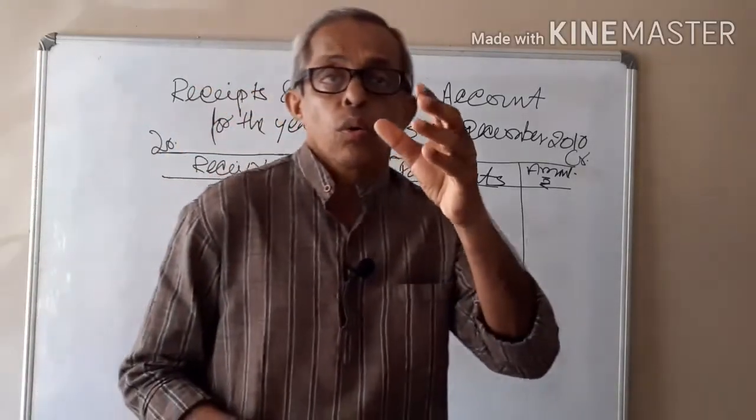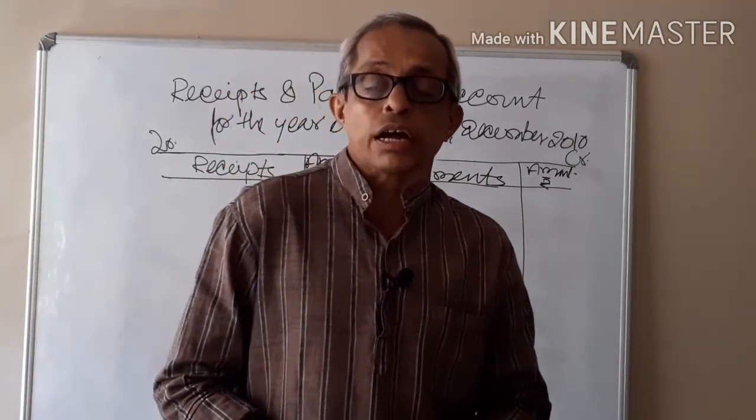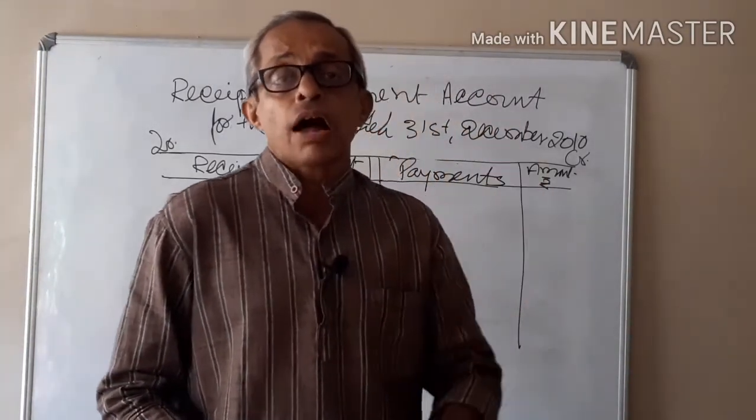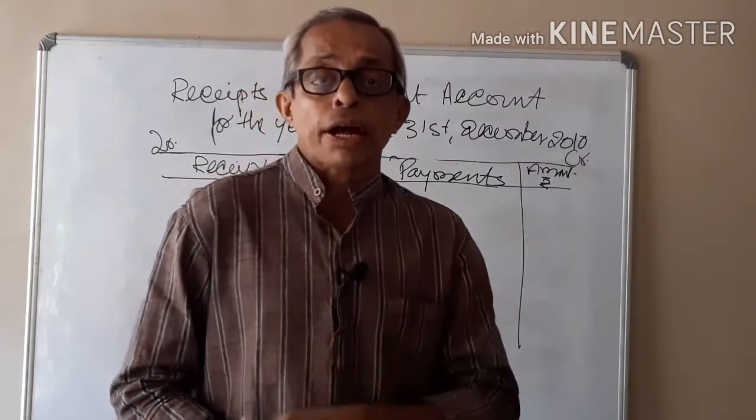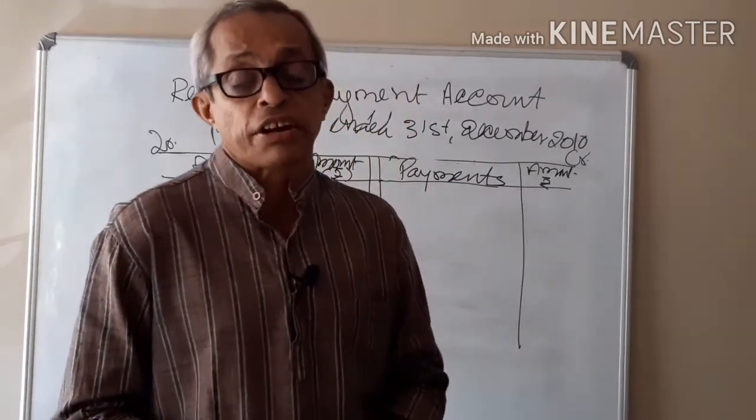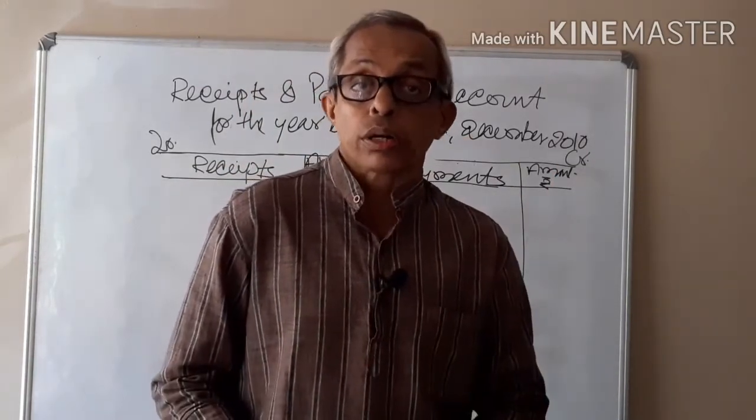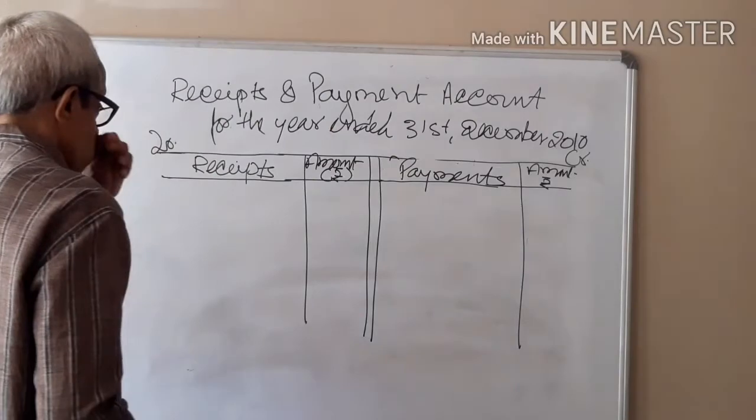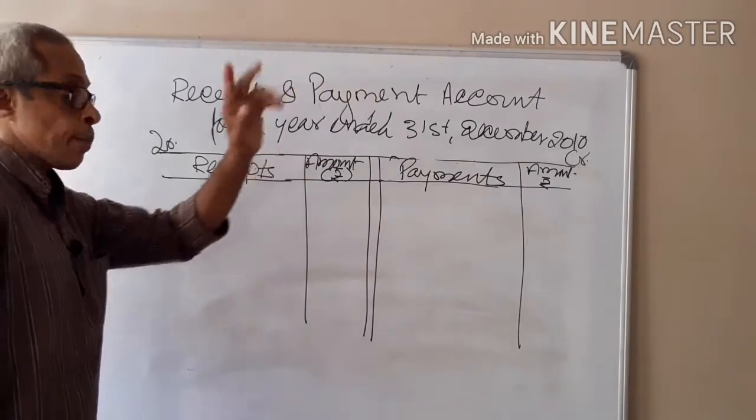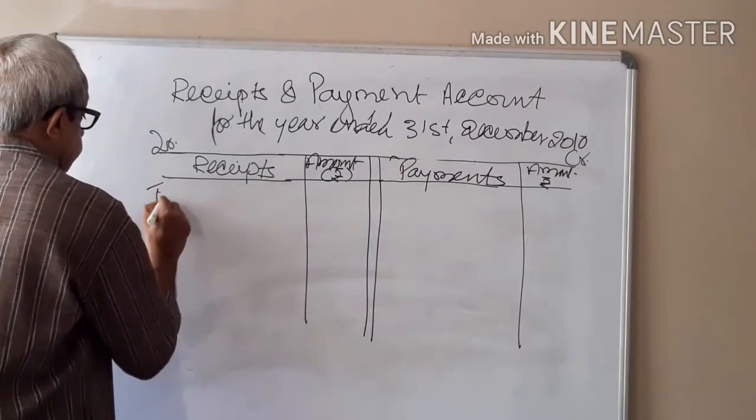Since only account balances are given and we are not given the cash balance or bank balance, from the available information we prepare a statement, we prepare receipts and payments account. Balancing figure of the receipts and payments account is cash balance or bank balance, as the case may be. All receipts may be shown on the receipt side, all payments may be shown on the payment side. First receipt is subscription.